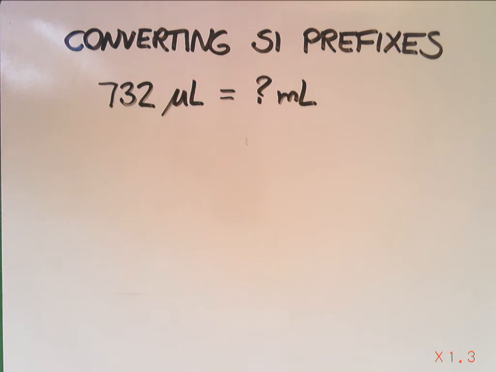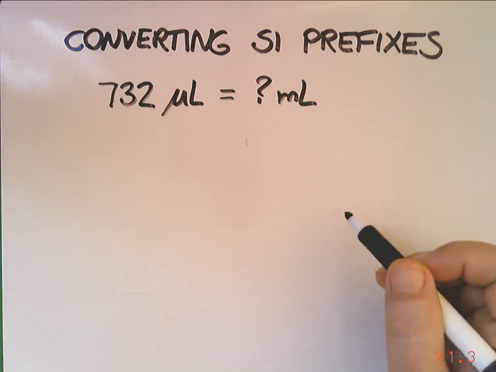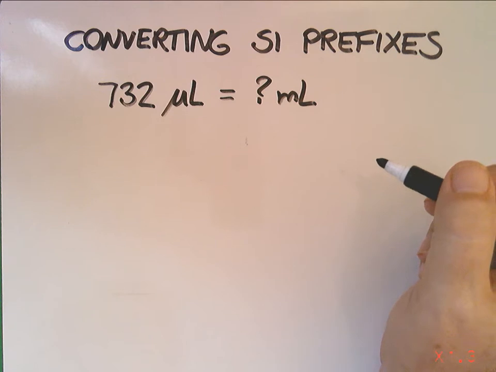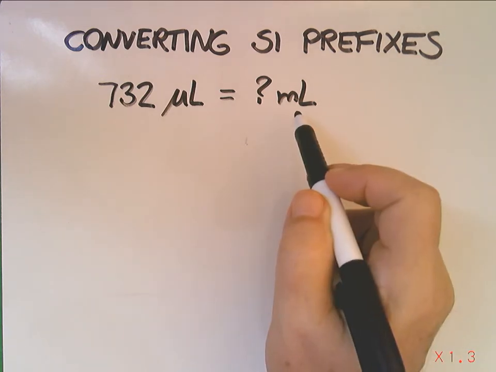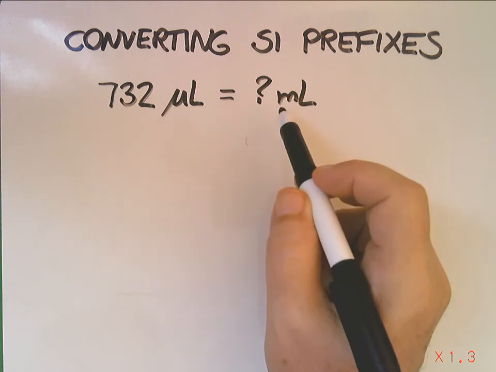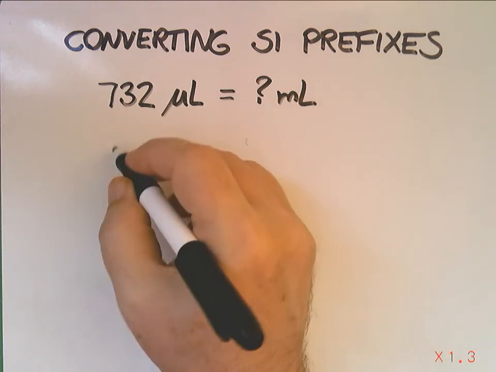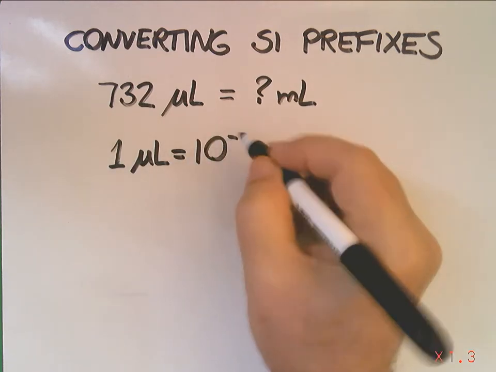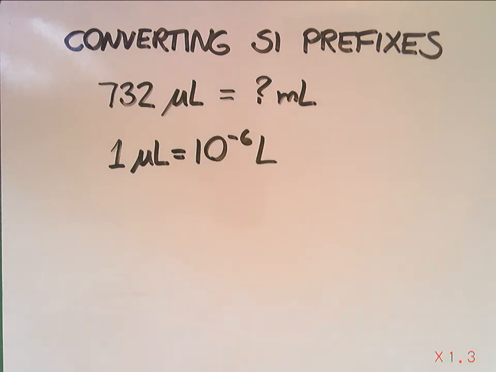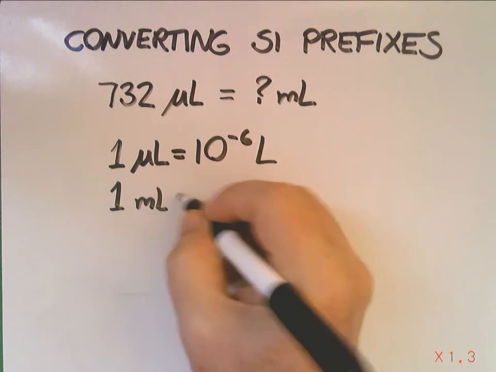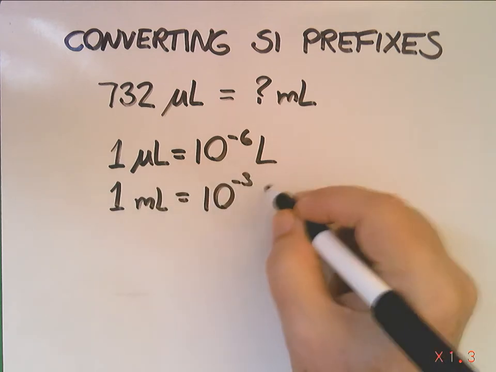How do I change the prefix that I'm using? Alright, well, you can think of it like a two-step process if you like. You don't know how to relate microliters and milliliters directly necessarily, but if you know that SI prefix table that I asked you to memorize, you will know that 1 microliter is the same thing as 10 to the minus 6 liters. And you will know that 1 milliliter is the same thing as 10 to the minus 3 liters.